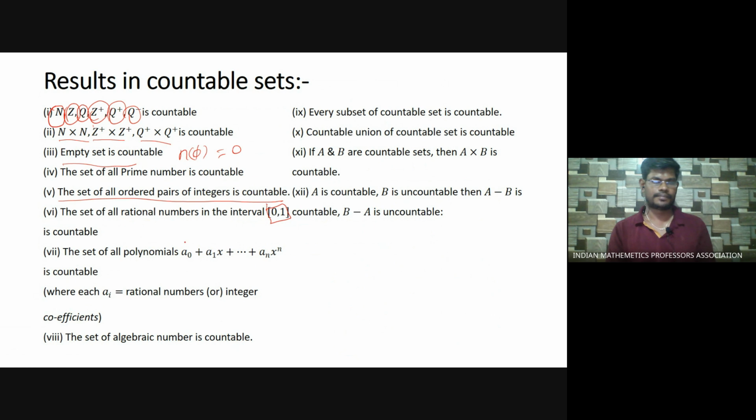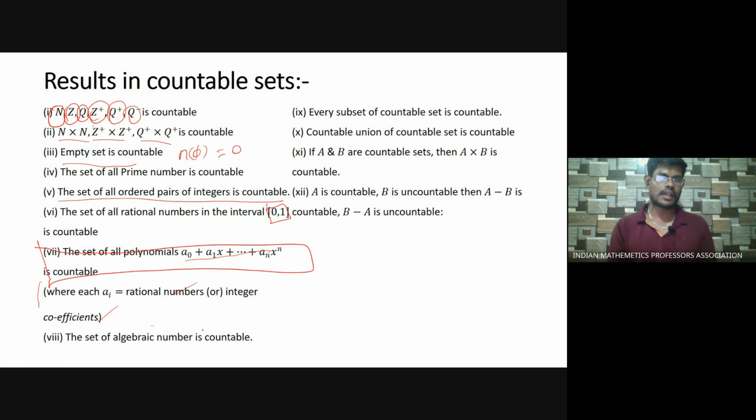And the set of all polynomials a0 plus a1x plus up to an x to the power n is countable. This is an important result. Don't forget this result; it will be helpful for cracking the problem. Here we have the condition where the ai are rational numbers or integer coefficients. This is very important.